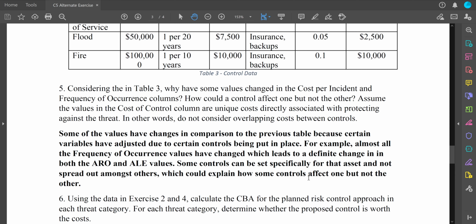And one thing I said was some of the values have changed in comparison to the previous tables because certain variables have adjusted due to certain controls being put in place. For example, almost all of the frequency of occurrence values have changed, which leads to a definite change in both the ARO and ALE values because of the formula, right? Some controls can be set specifically for that asset and not spread out amongst the others, which can explain how some controls affect one but not the other.